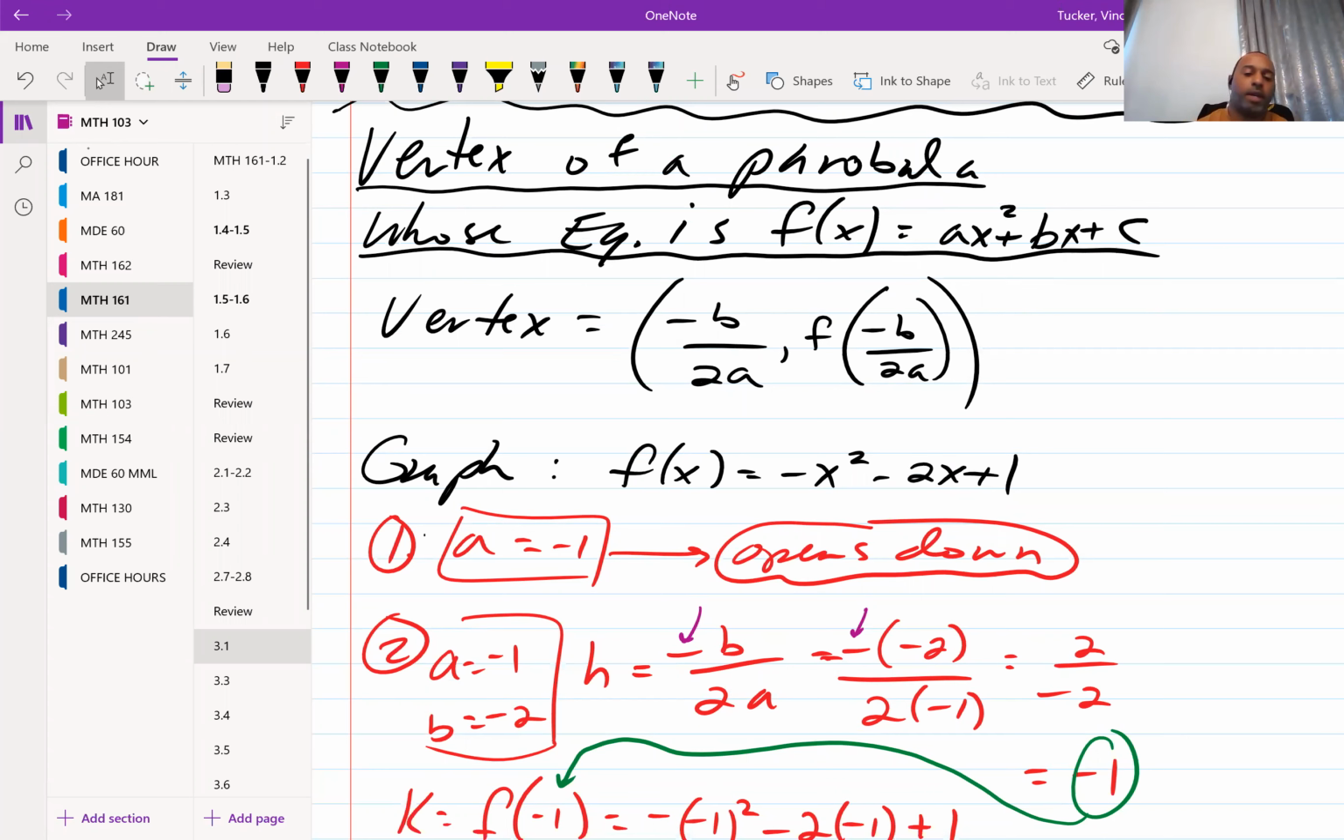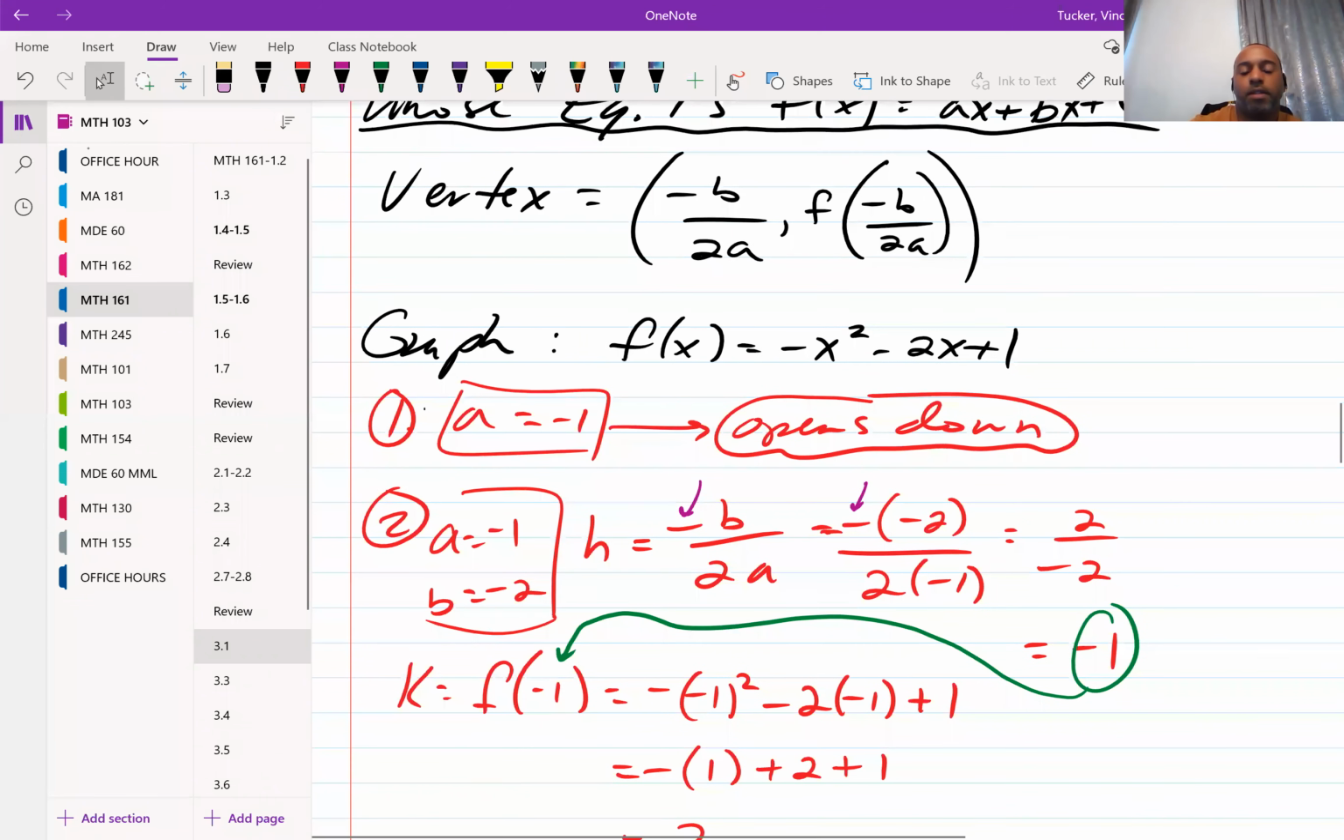So once again, x for your vertex, or in other words, h, that's -b over 2a. So negative is a part of the formula. Don't lose a negative. So b is -2, so that's -(-2) in the numerator, then 2 times -1 in your denominator because a is -1. Then that'll be 2 over -2, which is -1 for h.